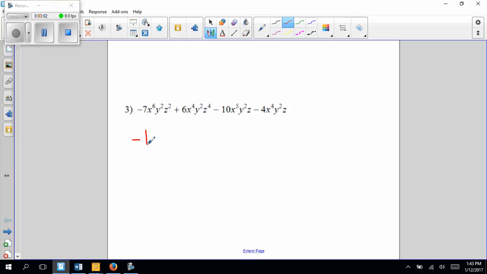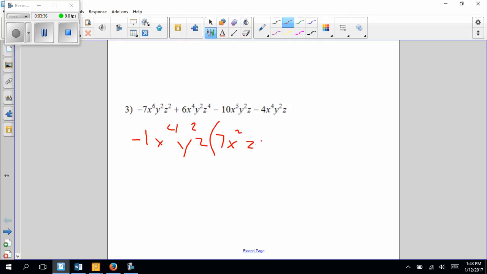X's, I see that they all have at least x to the fourth. No way I'm going to fit this all on the screen, by the way. Y's, I see they all have a y squared. That's kind of nice. Z's, looks like Z is the highest they all have, just one Z. So negative 1 times 7 is negative 7. x to the fourth times x squared gives me x to the 6th. Y squared is already there, and z times z would give me the z squared.